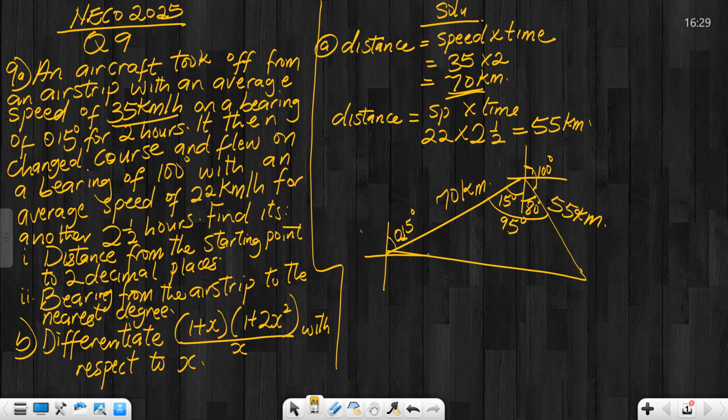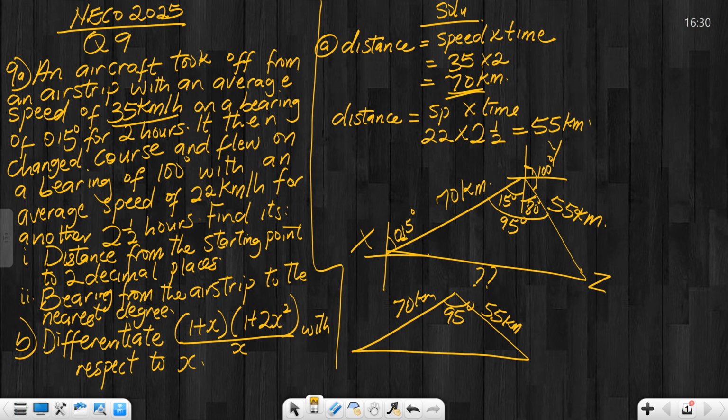Here, let me name this place X. Here is Y and here is Z. The starting point is X, so we are asked to find this side. Let's redraw this. If we redraw it, we are going to have a triangle like this. Here I have 95 degrees. Here I have 70 kilometers. Here I have 55 kilometers. Then we have to find this. If this is X, this is Y, this is Z, and this is small y, this is small z, and this is small x, we have to find the small y.